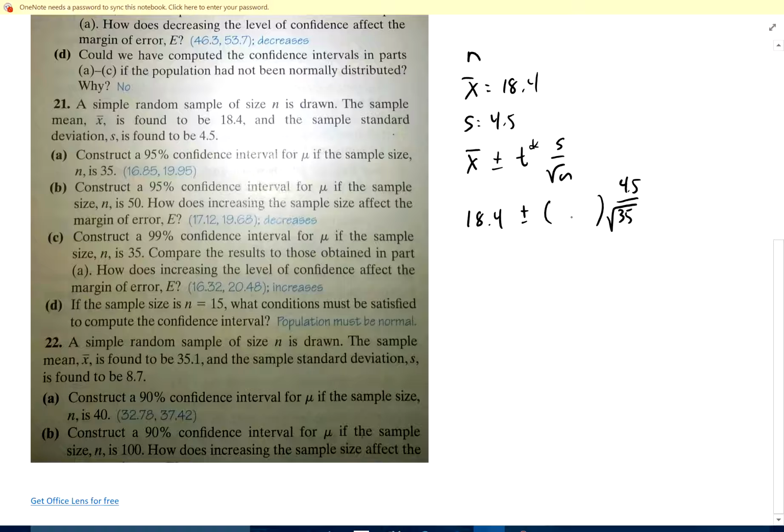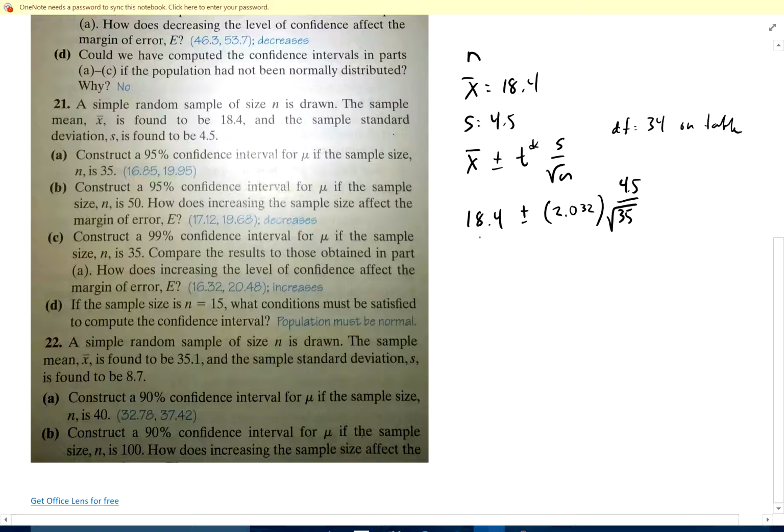So how do you find T? I do want to look that up. So if I look up for 95%, which is 1.96 for the Z, but since the sample size is 35, I have to look up 34. It's called the degrees of freedom on the table. And if I look up 34, I get 2.032. So I'm going to be looking for that number.